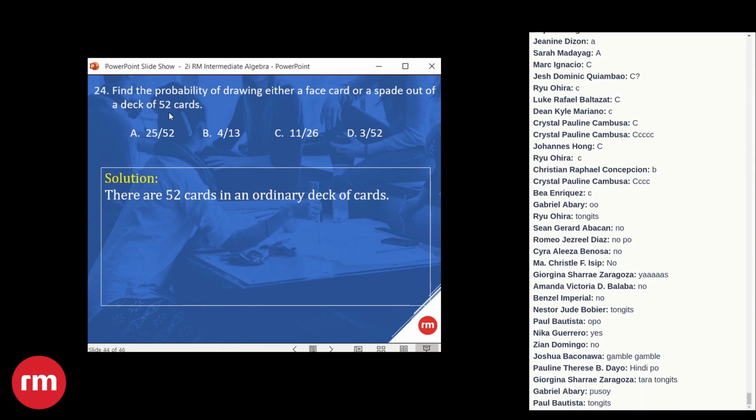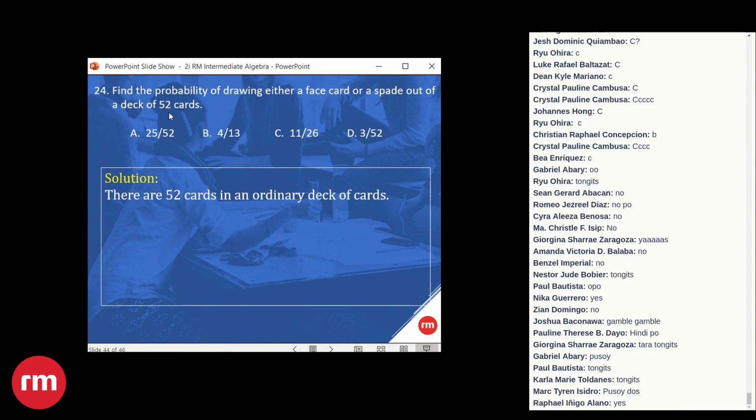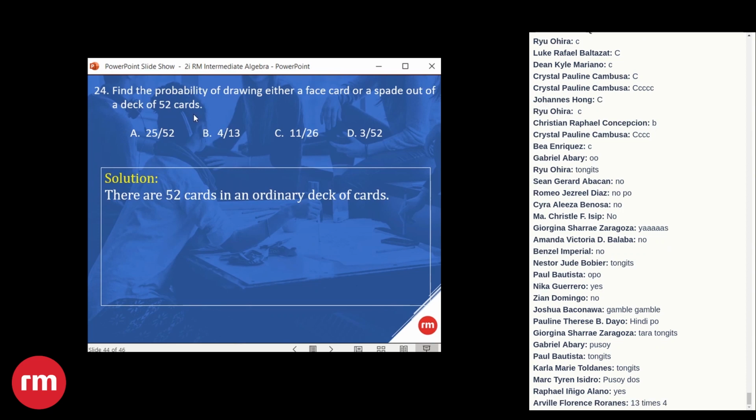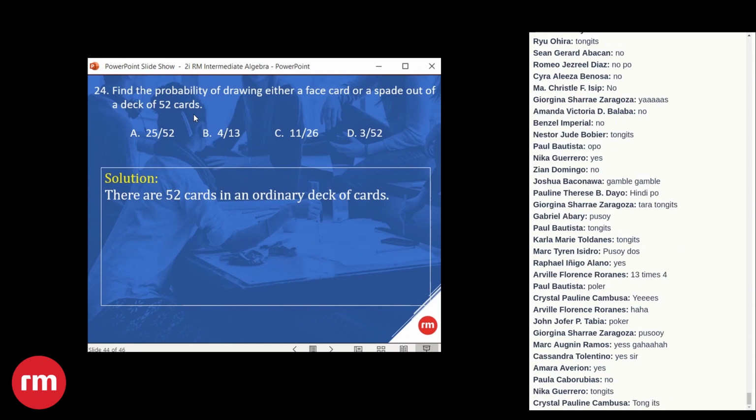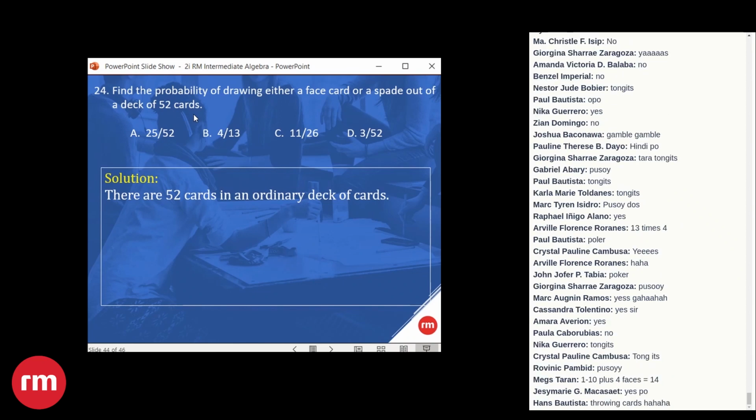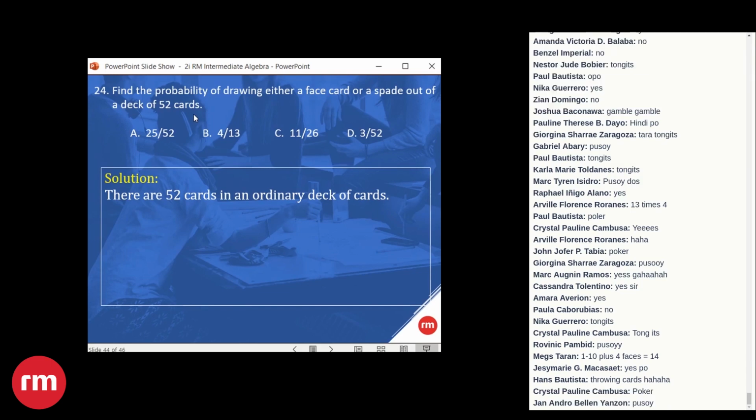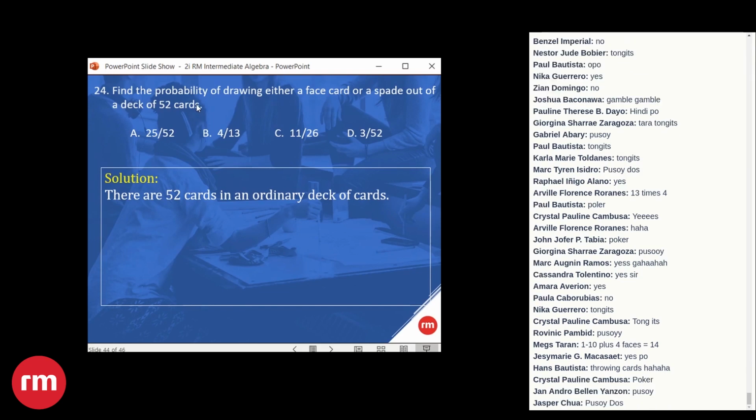And in a deck of cards, there are 4 suits, which is the spade, the heart, the diamond, and the club. Tapos yung mga ano na yan, di ba nagugulat kayo ngayon? Merong ibang hindi talaga alam. So we have to do it. It's not 4 faces, it's just 3. So 1 to 10 plus 3 faces. Okay?